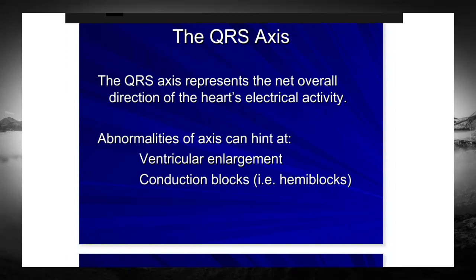Conduction blocks. There are AV blocks, there are hemiblocks, and those things will show you something looks different on the axis, and therefore it's going a different direction. Because if I have a block of the right bundle branch, then the left is going to get most of that impulse, so it's going to swing the axis, the net overall direction of the electrical activity, leftward. And I'll be able to look at the ECG and say, wait a minute, why is this direction not normal? Then I have to figure out what's going on there as well.